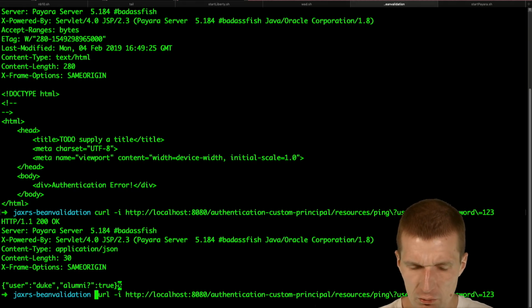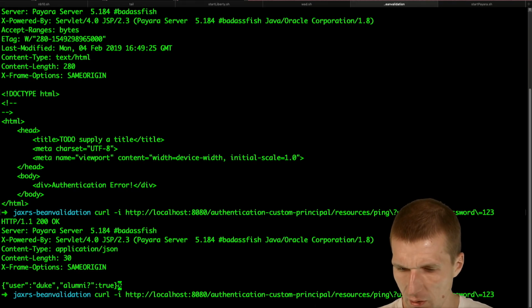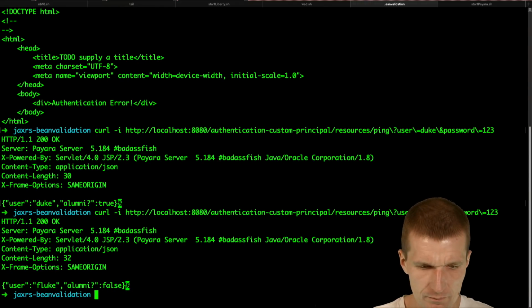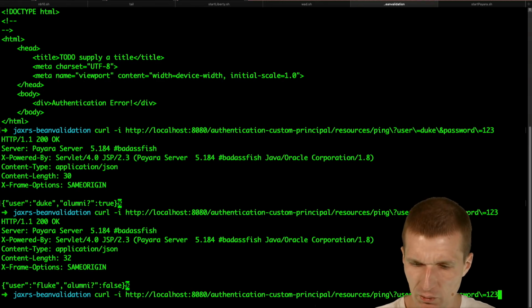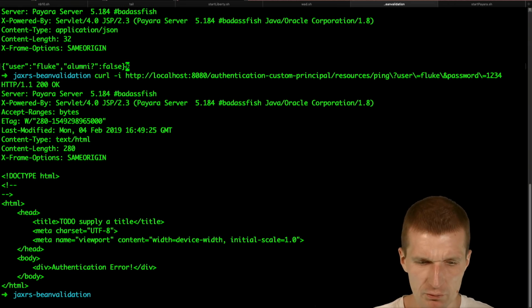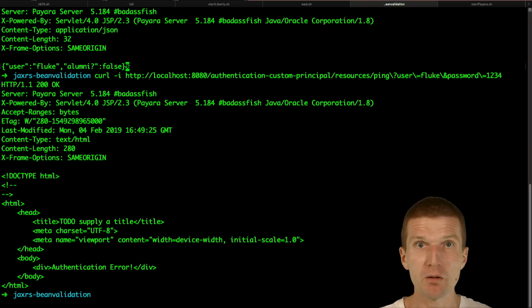And if the user is not Duke, but, let's say, Fluke, then Fluke is not alumni, but is authenticated, and the other Fluke now is not authenticated. I hope it fully answers your question.